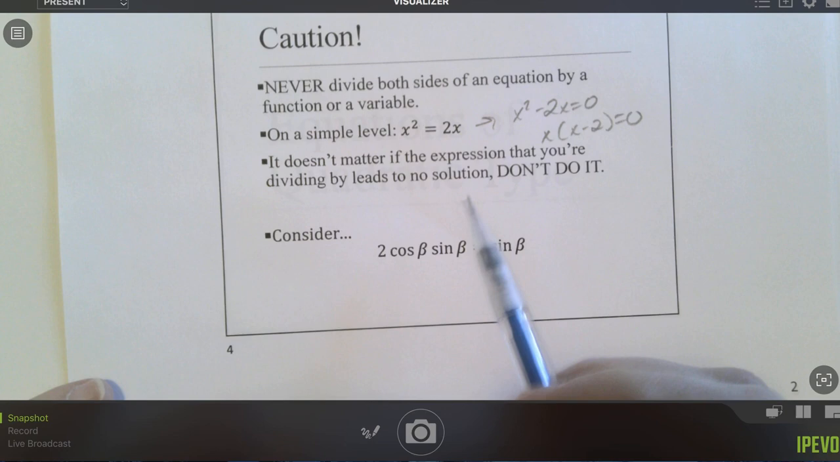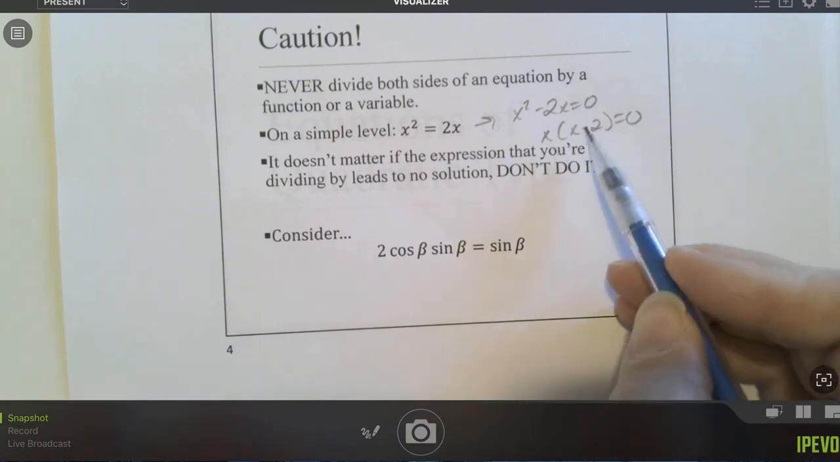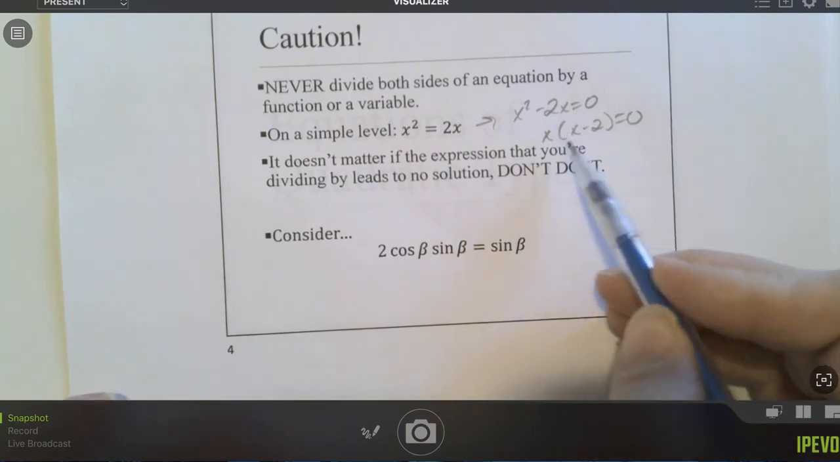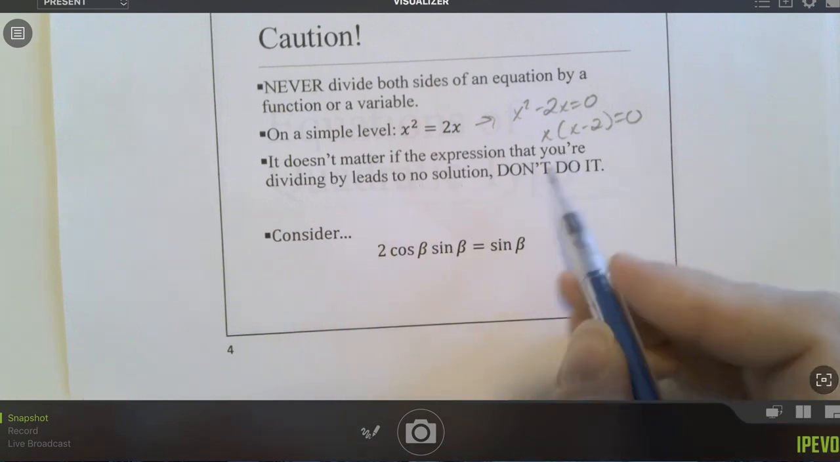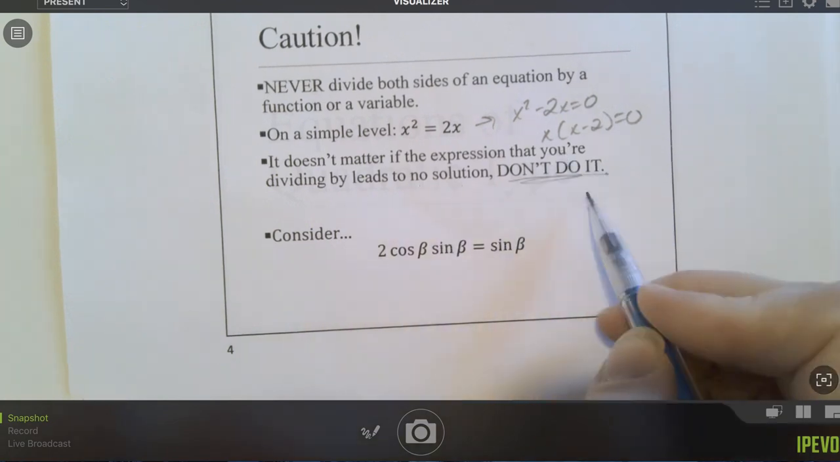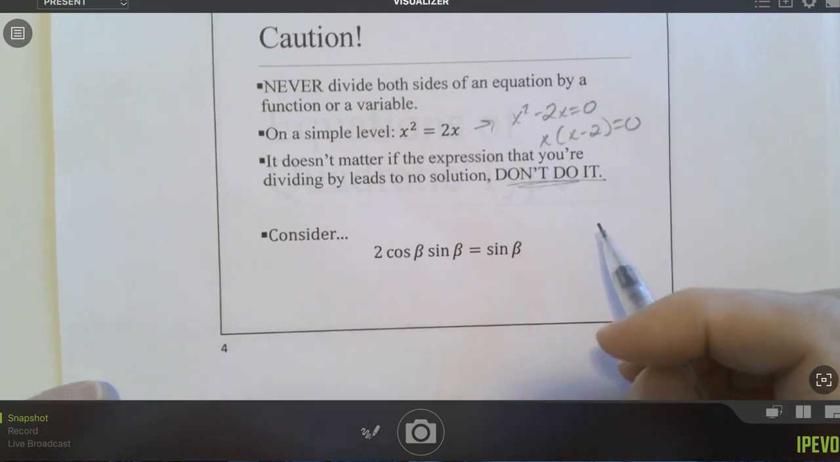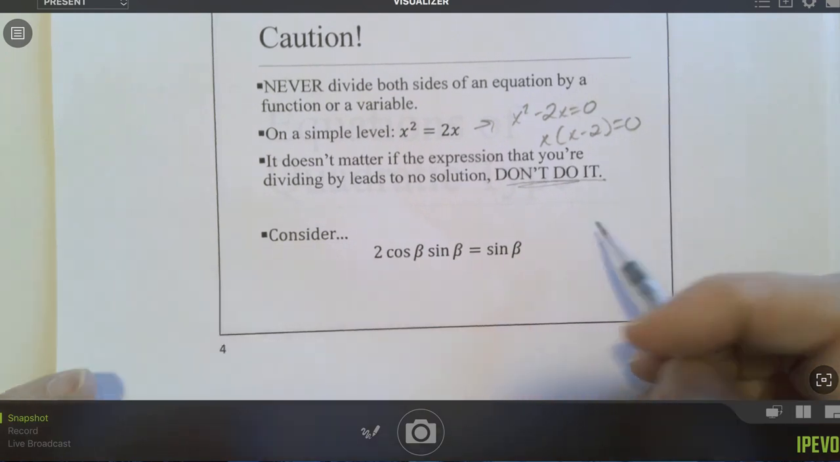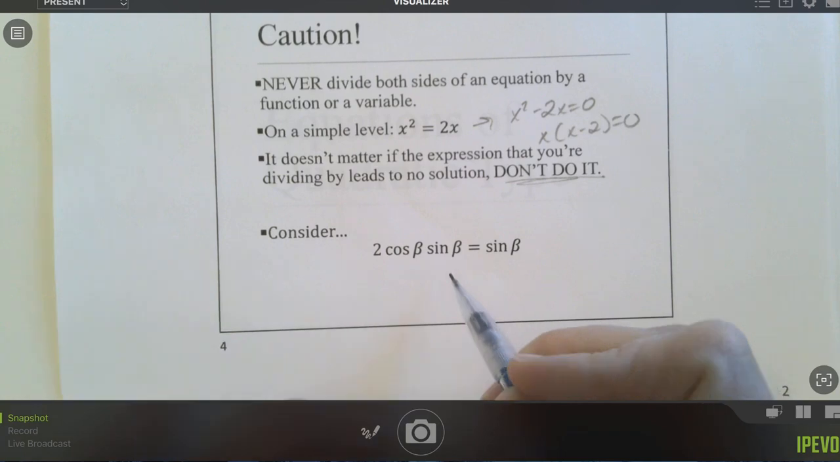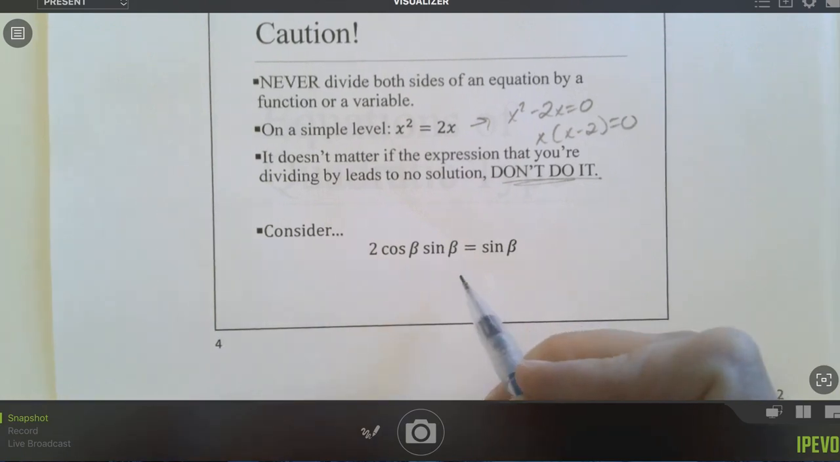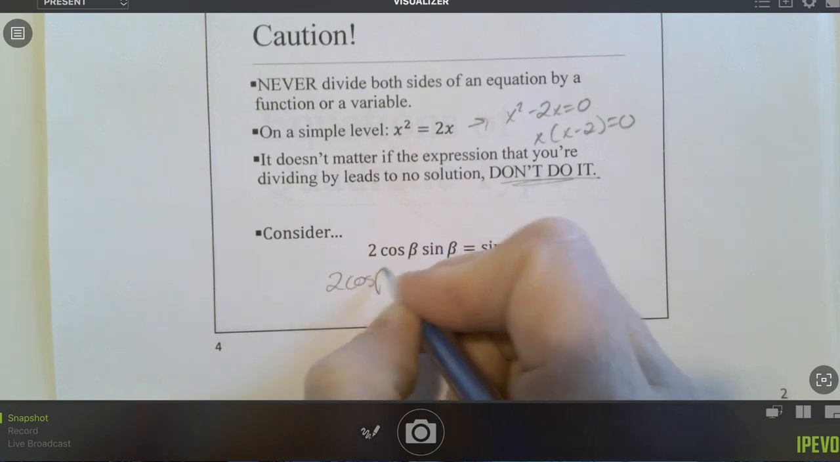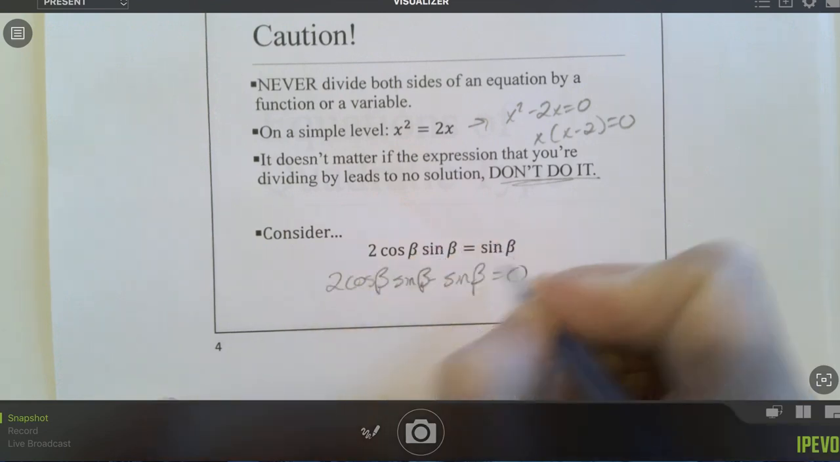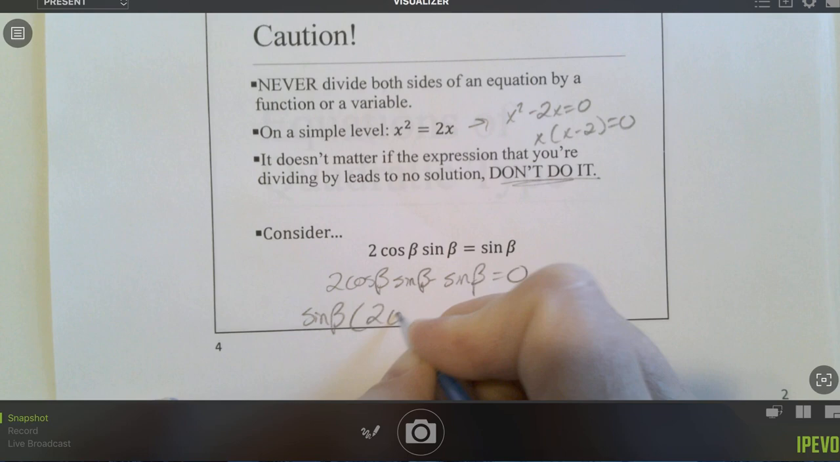It doesn't matter that sometimes the thing you were going to divide by leads to no solution from that particular piece. You still don't ever want to divide by something that could be equal to 0 in an effort to cancel it. So here's another situation where students are tempted to divide both sides by sine of beta, but again, you don't want to do that. You want to just set it equal to 0 and then factor out that function, and then you would continue on from there.